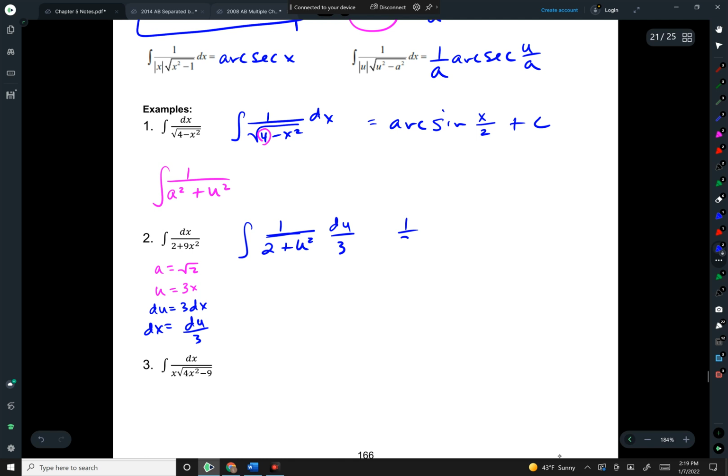So move the 1/3 out in front, and so I'm really integrating 1 over 2 plus u squared. Now it is primed and ready to integrate, right? Primed to get it, because it's a okay.